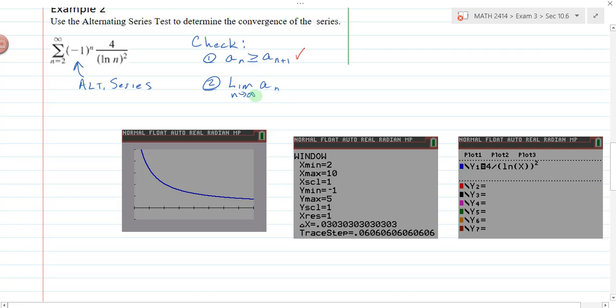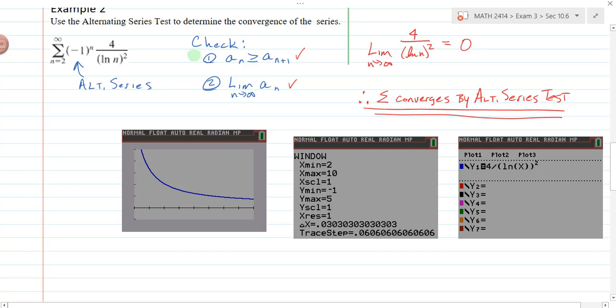Then the next thing we need to check is the limit as n approaches infinity. So I'm going to look at the limit as n approaches infinity of 4 divided by the natural log of n squared. Well, as n goes to infinity, that's the natural log of infinity, and we know that goes off to infinity. Square an infinity, you get an infinity. 4 divided by infinity is 0, so that condition checks. So since both of those conditions are satisfied, we will conclude that our series converges by the alternating series test.